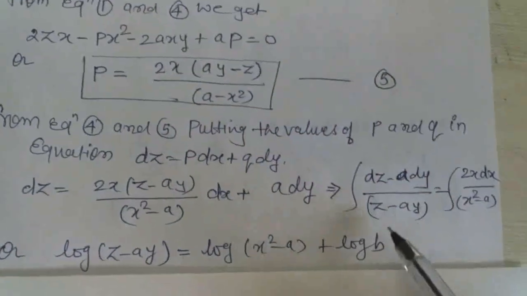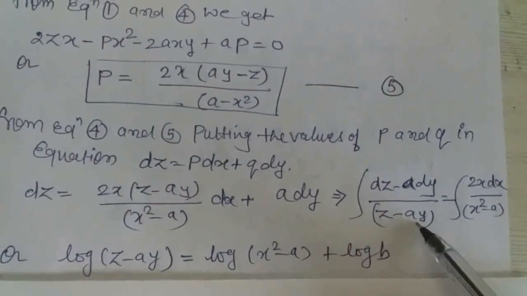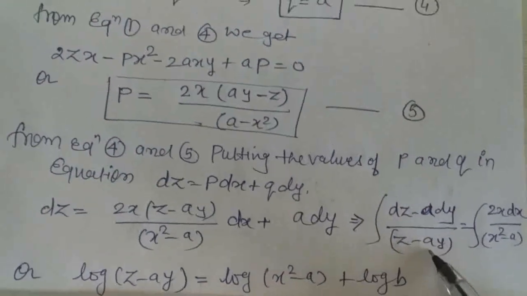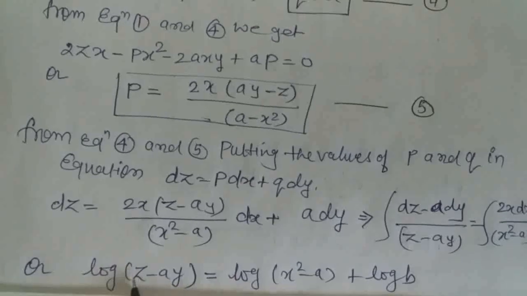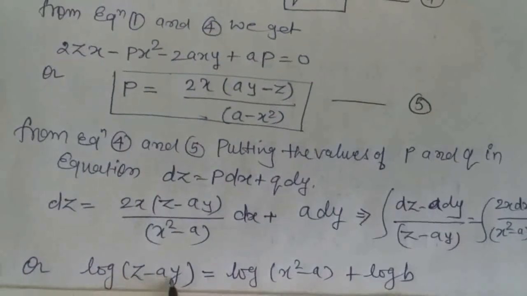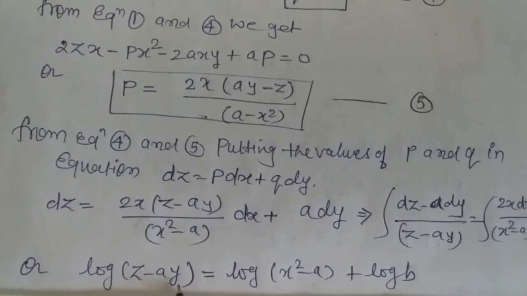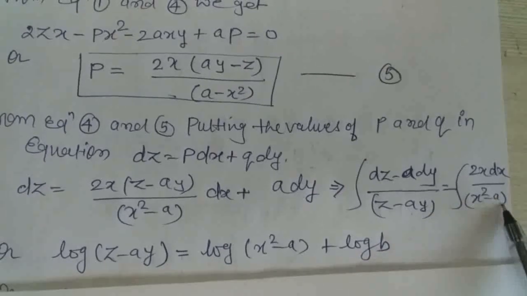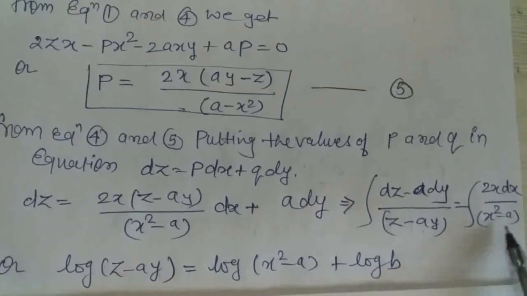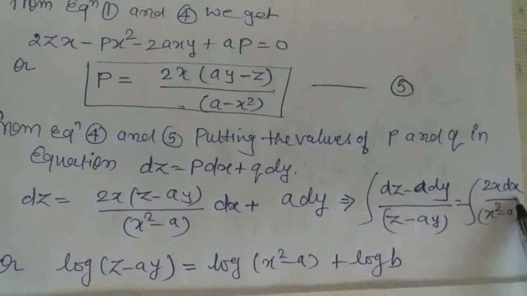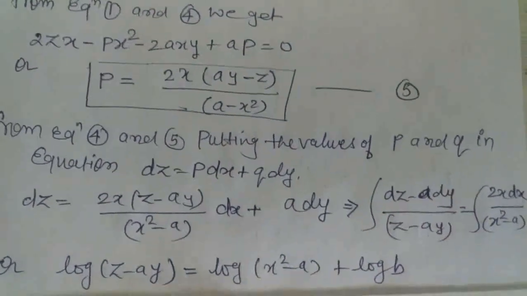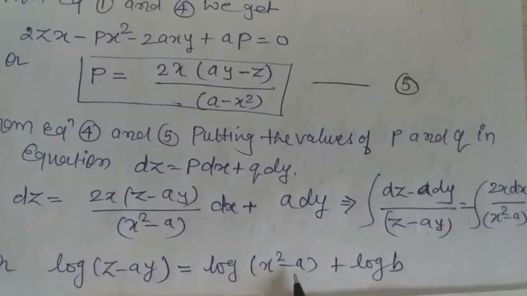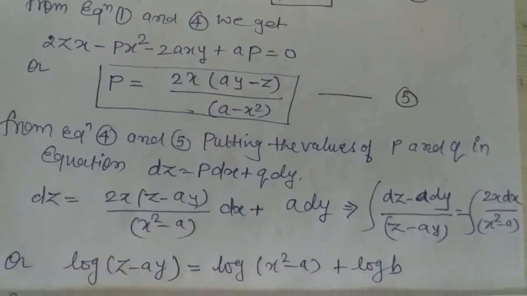Now if we put z minus ay as t, then we get dz minus a dy as dt. So dt by t integration is log t, and the value of t is z minus ay. So we get log of z minus ay equal to, here if we put x square minus a equal to t, then we get 2x dx equal to dt. So again we have dt by t, whose integration is log t, and the value of t is x square minus a. So we get log of x square minus a plus the constant of integration log b.